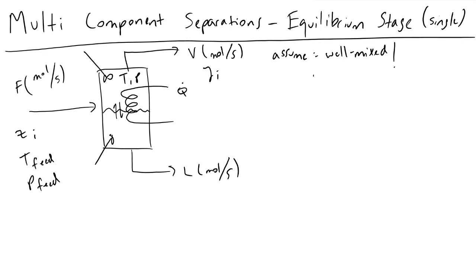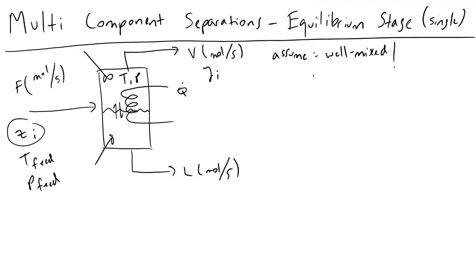To begin with, I've drawn a diagram of what a partial condenser unit will look like. Here to the left, we'll have some feed with a flow rate F, in units of moles per second. Z sub i denotes a component's molar ratio within the feed stream. Our feed will also have some temperature and pressure, which I've denoted T feed and P feed.